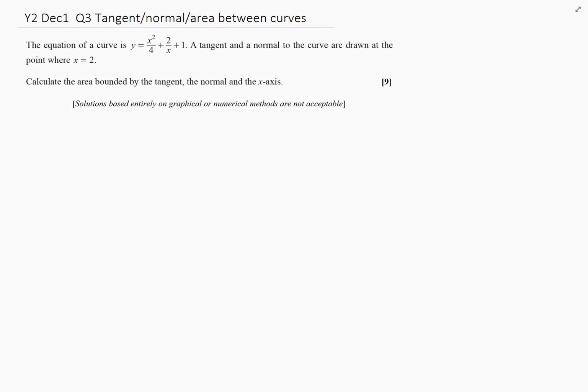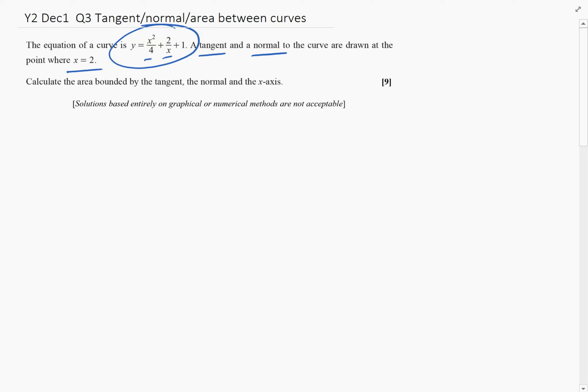Okay, question 3. We've got a curve given here, and the question is talking about the tangent and the normal to the curve at the point where x equals 2. Normally I'd probably do some kind of sketch here, but to be honest, I don't know what this curve is going to look like. This bit is quadratic, and here's a reciprocal function. So let's see if we can do this without sketching a curve.